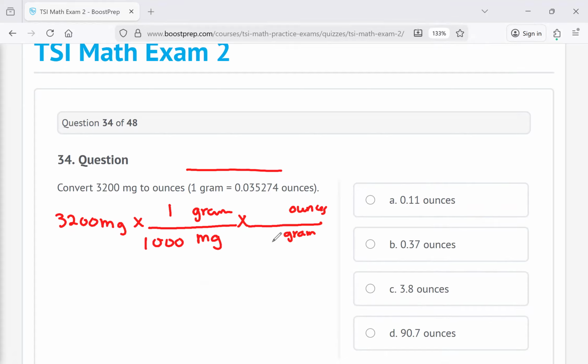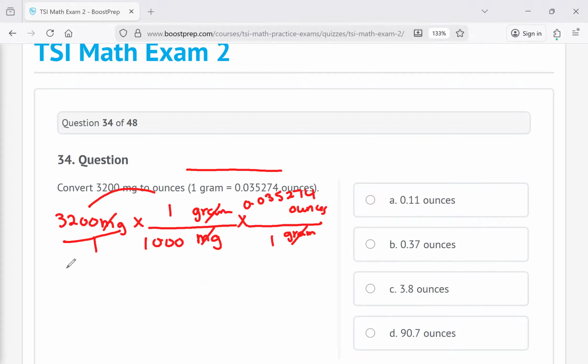Okay, so for 1 gram, there's going to be 0.035274. And as you can see, you put an invisible 1 here. The milligrams disappear, the grams disappear, and your final unit is ounces. That's what we want. Now, if you recall, multiplying fractions, you multiply across, not cross multiply.